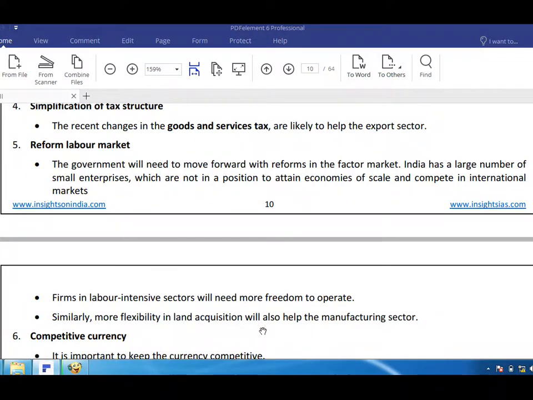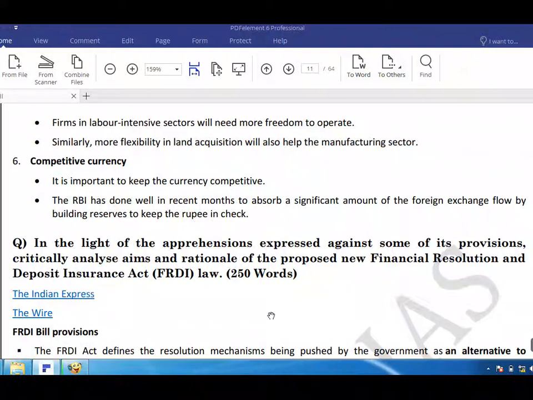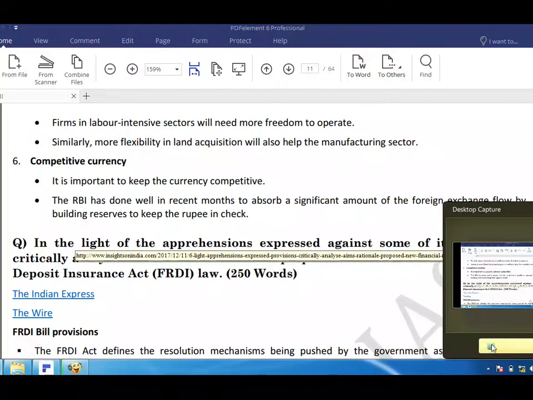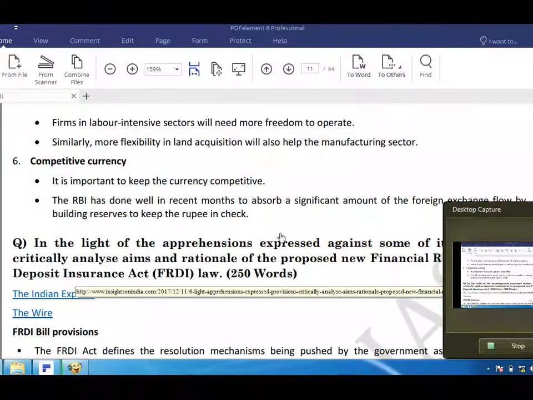Firms in labor-intensive sectors will need more freedom to operate. Similarly, more flexibility in land acquisition will also help the manufacturing sector. 6. Competitive currency. It is important to keep the currency competitive. The RBI has done well in recent months.